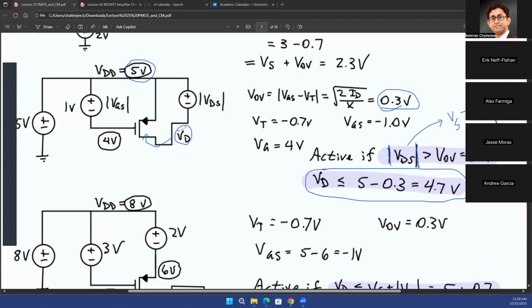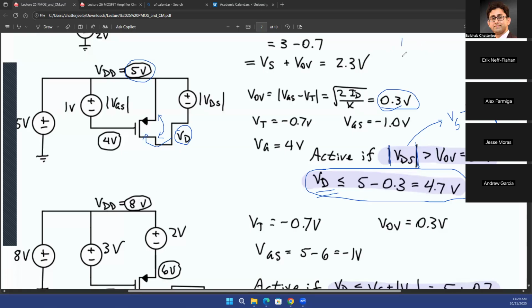So see, in this case, your VD can only be a maximum amount, after which the transistor will not be in saturation anymore. So VD has to be less than 4.7 volts so that you have a large drop across the source and drain terminals. Again, the concept remains the same: you want a large drop between your source and drain terminals for the transistor to be in saturation.